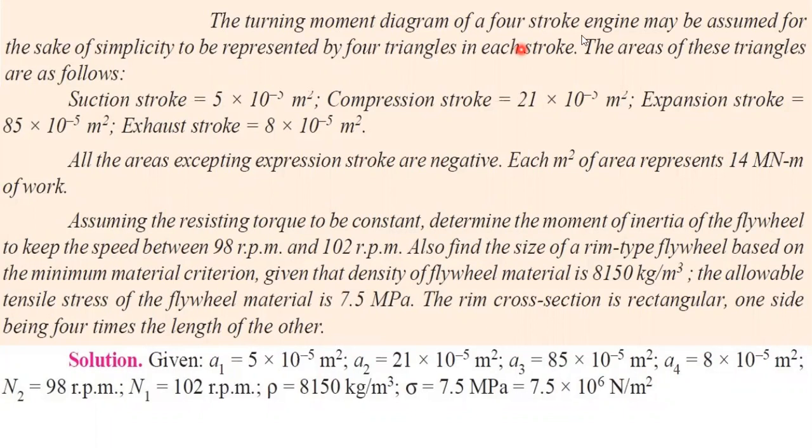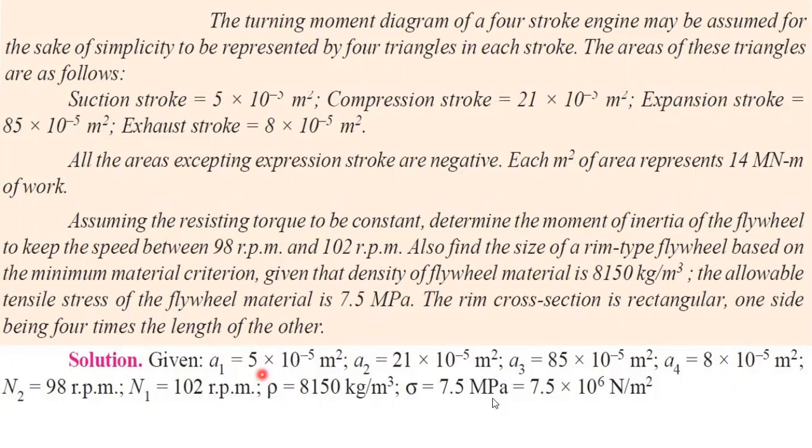The turning moment diagram for a 4-stroke engine may be assumed. For suction, compression, expansion, exhaust, they have given 4 values, and this is the scaling value, and these are the 2 different RPM, and this is the density value, and this is the stress value. And the hint is that the rim is a rectangular section with one side being 4 times the length of the other. So the cross section is rectangular.